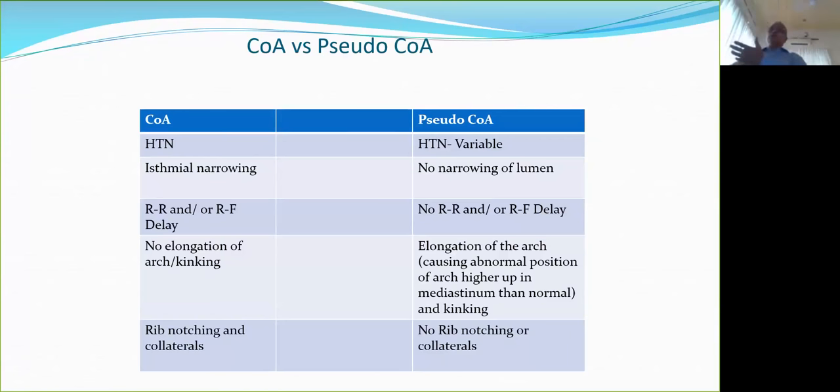There is no ischemic narrowing in pseudo-coarctation, and therefore there is no pulse delay. And the arch is elongated in pseudo-coarctation, so that's the reason why it is thin, and there is no rib notching or prolapse. So these are some of the differences that help you to distinguish a coarctation from a pseudo-coarctation in an older child or adult.